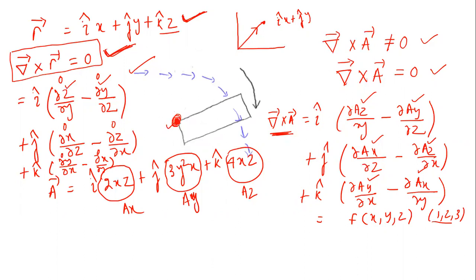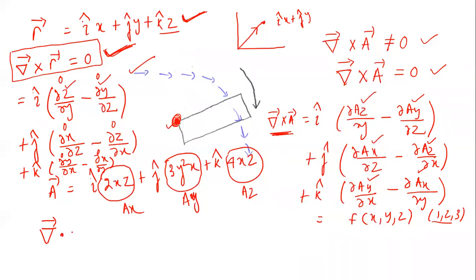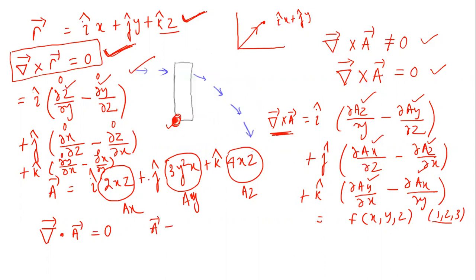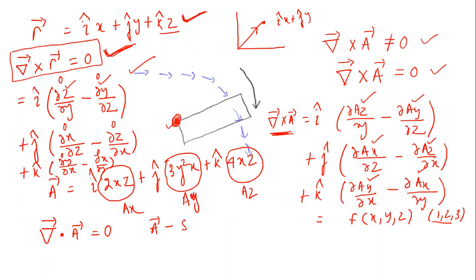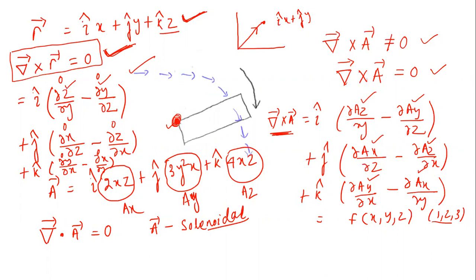When the curl of the vector field vanishes, we call it irrotational. The same way for divergence: if the divergence of a vector field vanishes, for example del dot A becomes 0, then we will call this vector A solenoidal. Like we said irrotational there, here we will call it a solenoidal vector.